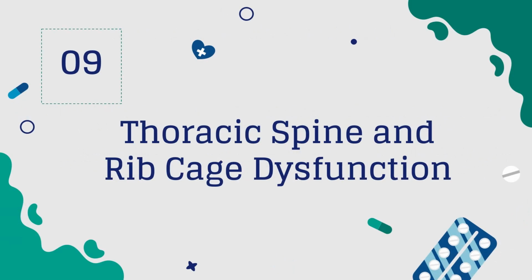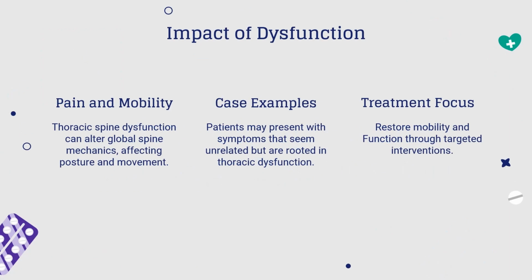Thoracic spine and rib cage dysfunction. Impact of dysfunction: pain and mobility. Thoracic spine dysfunction can alter global spine mechanics, affecting posture and movement. Case examples: patients may present with symptoms that seem unrelated but are rooted in thoracic dysfunction. Treatment focus: restore mobility and function through targeted interventions.